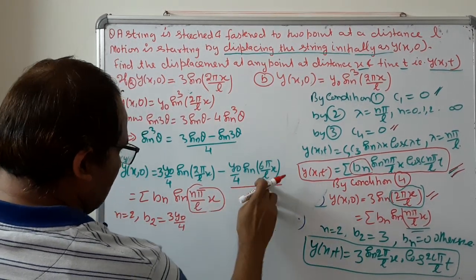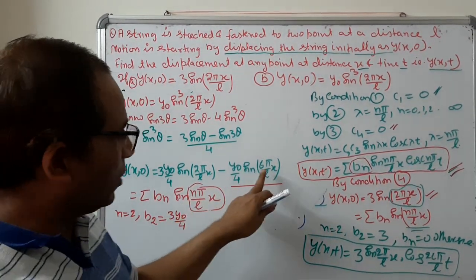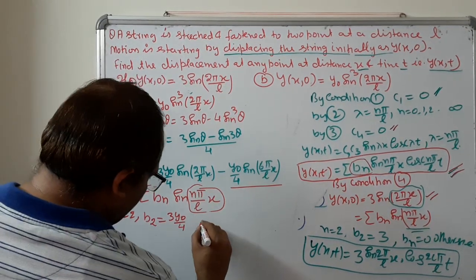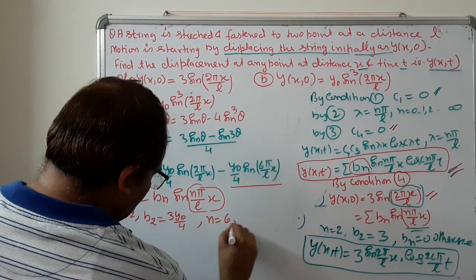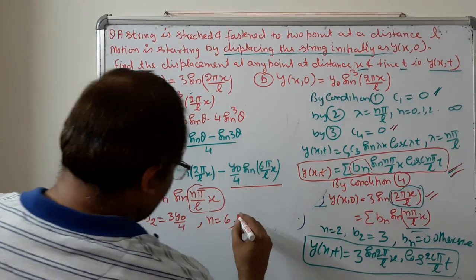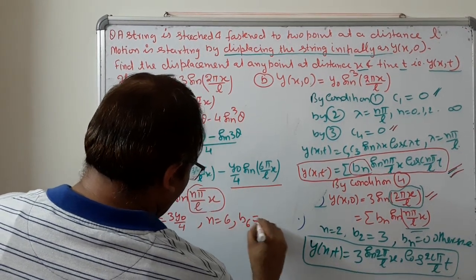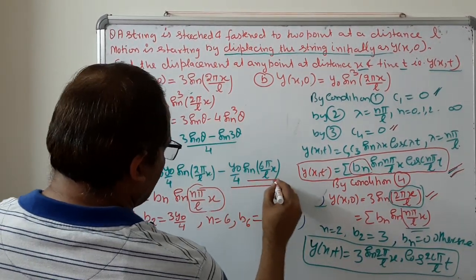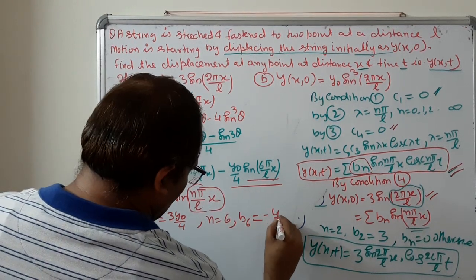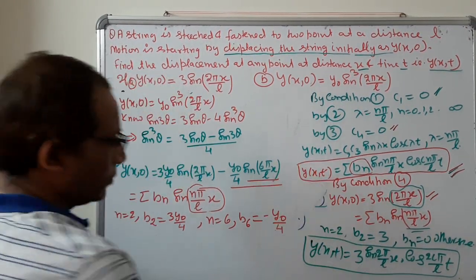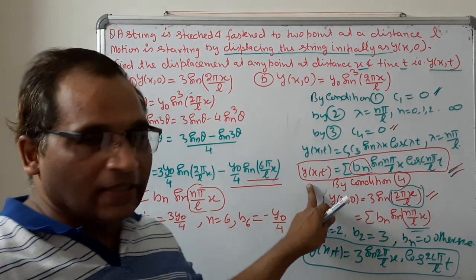If we compare this with this, n equal to 6. So put here n equal to 6, right? And this is B6. B6 is equal to the coefficient of this term, that is minus y0 upon 4. Now put all the values in this given solution.